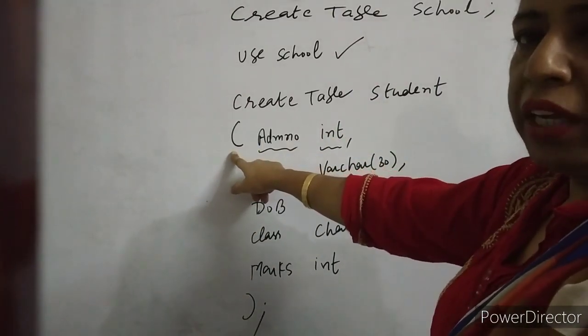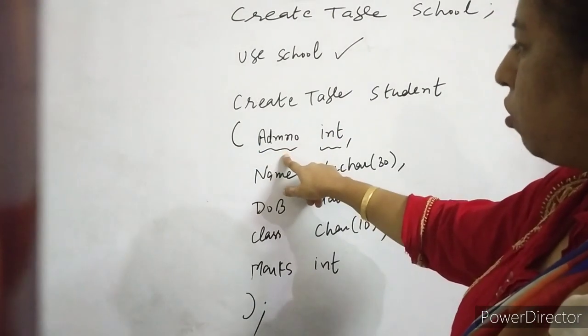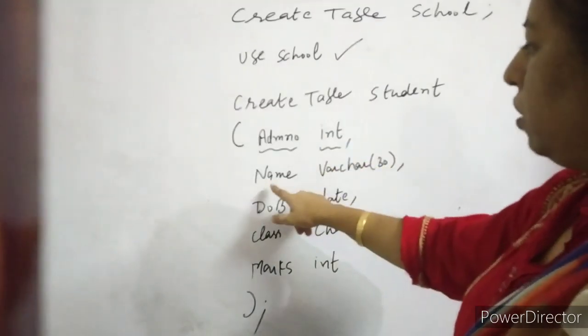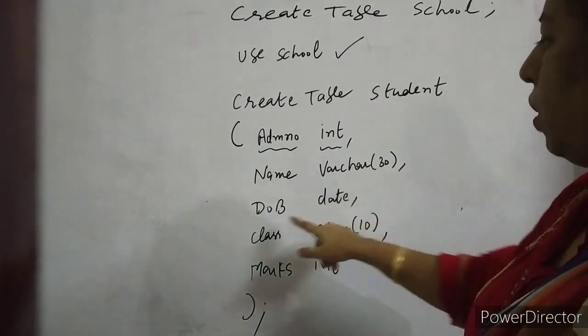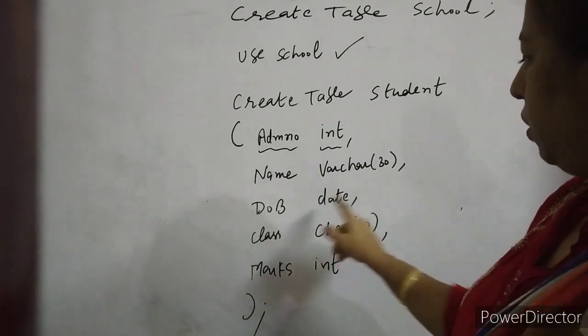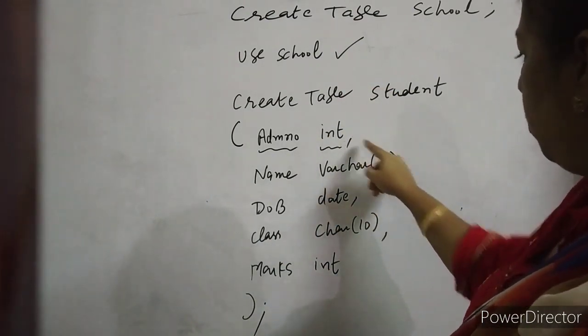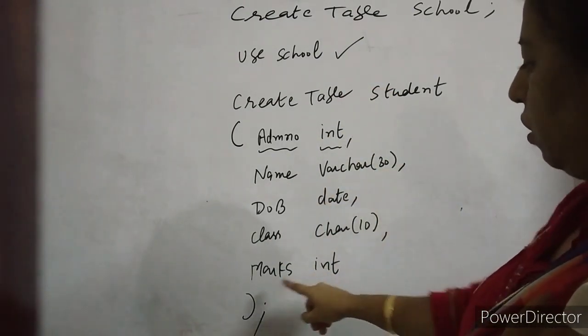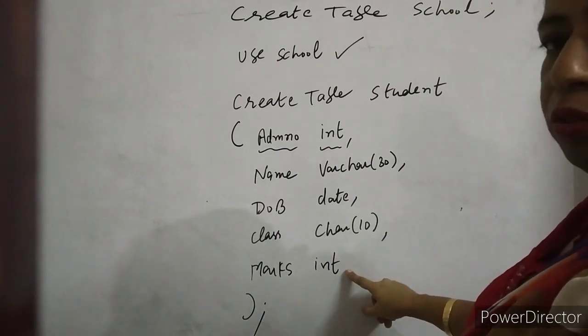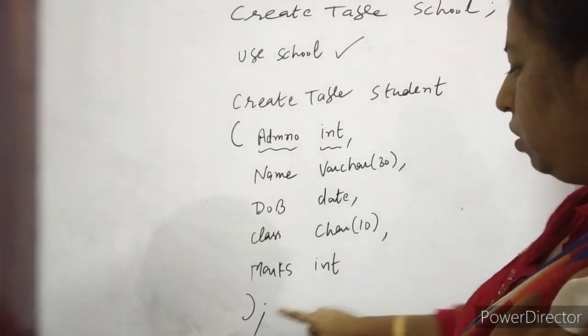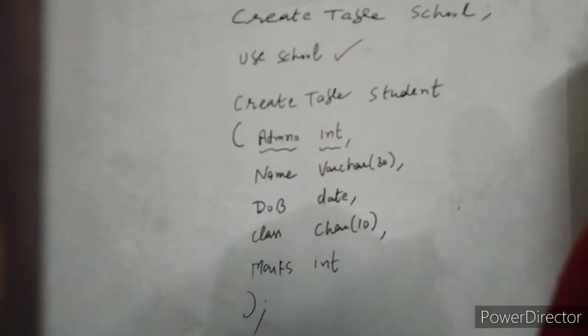Then bracket, round bracket, first column name, data type, comma. Second column name, data type, comma. Third column name, data type. Like this, put a comma after every line. Only in the last column you don't have to put the comma. Close the bracket and semicolon.